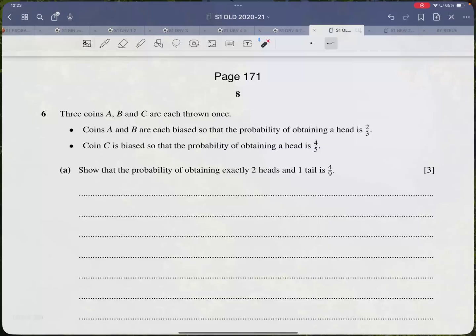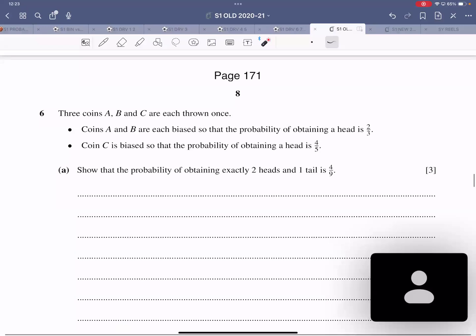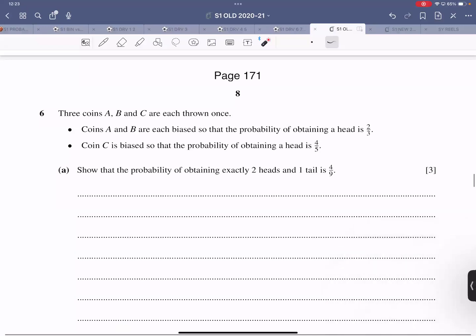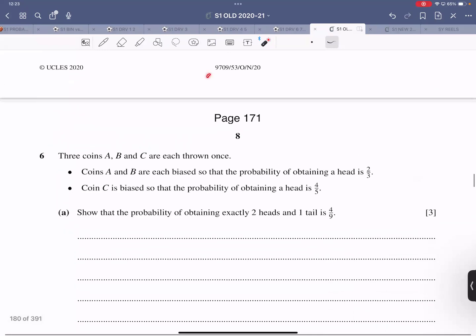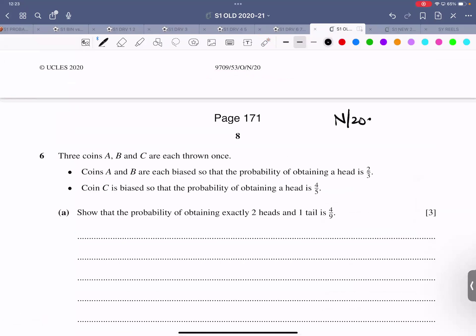So now we are starting the second part of today's class. In this one, we are focusing on this particular question. This is from November 2020, variant 53, and this is question number 6.